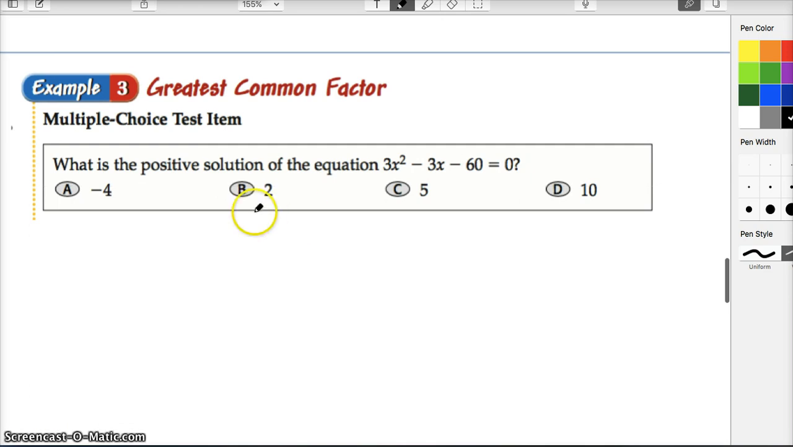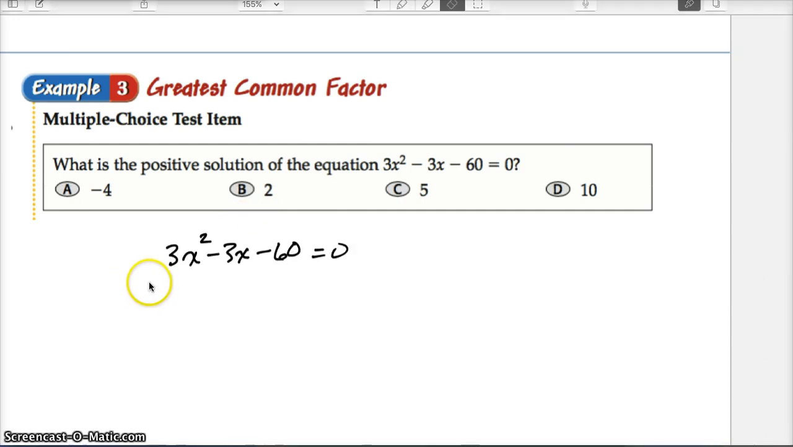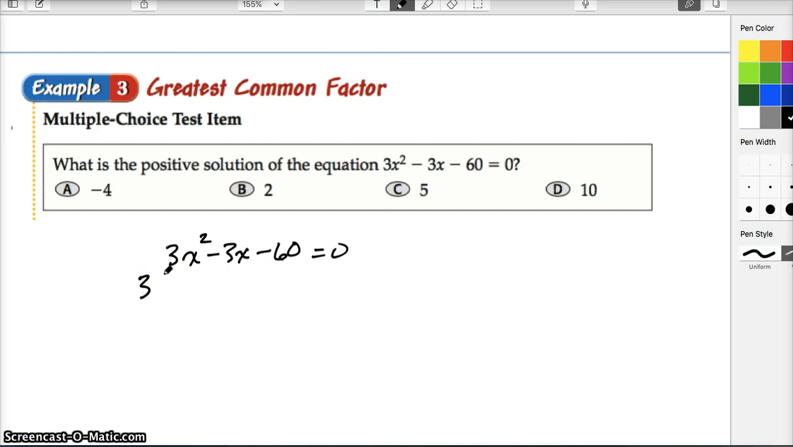All right, so let's look at example 3. We're looking for the greatest common factor. So here's a multiple choice question. It says, what is the positive solution of the equation? And so one way we can handle this is to factor. So let's do that. The first thing I want to do is to factor out 3, because that's going to make my factoring of the quadratic a little bit simpler. And we should always look for the GCF. Minus 20, okay, is equal to 0.